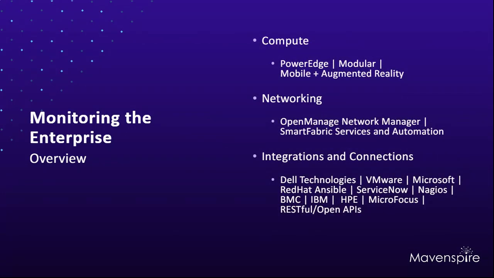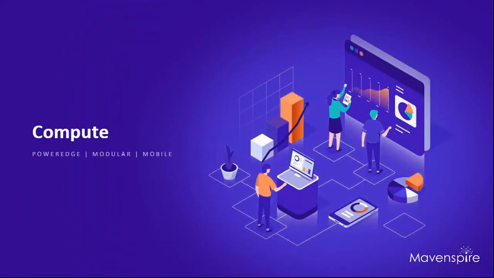So we'll be talking about three main components of the OpenManage platform: compute, networking, and what it integrates and connects to. We'll be focusing first on compute and how that relates to the PowerEdge modular, and there's a mobile component to this with an exciting new feature that they've released recently for aided troubleshooting. But we will first start with PowerEdge.